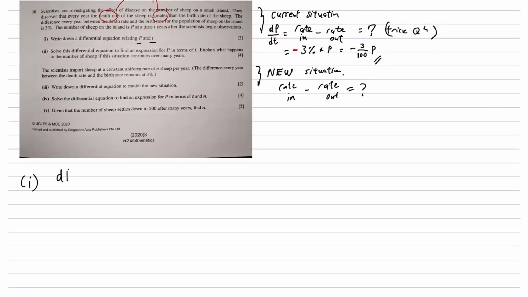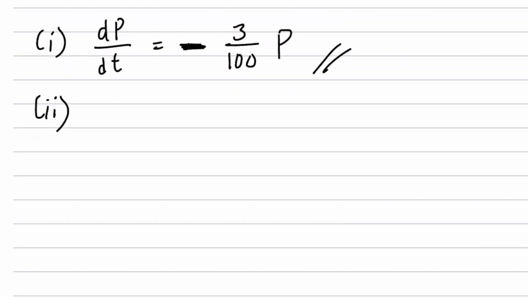So part 1: dP over dt is equal to negative, because they are dying, 3 over 100 P. That's part 1, done already. Free 2 marks. Okay, part 2. Solve this differential equation to find an expression for P in terms of t. Explain what happens to the number of sheep if this situation continues over many years. Later we deal with the many years. Now just standard procedure, solve for P.